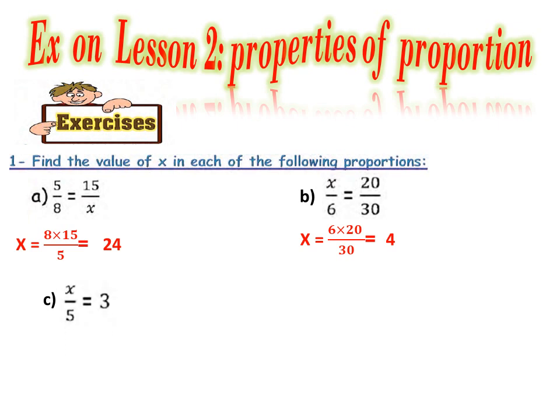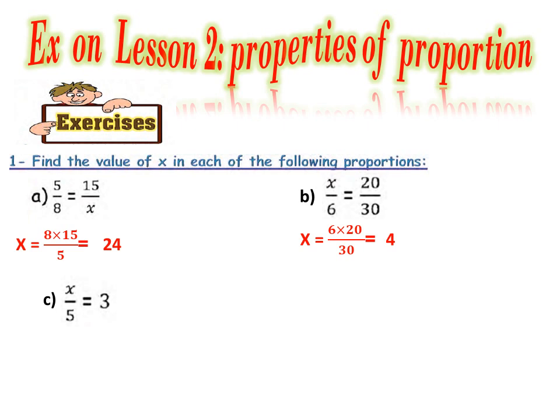x over 5 equals 3. As we know that x, 5 and 3 are three proportions. Where is the fourth proportion? As we know, 3 is a whole number, its denominator equals 1, so the fourth proportion is 1. So x over 5 equals 3 over 1.